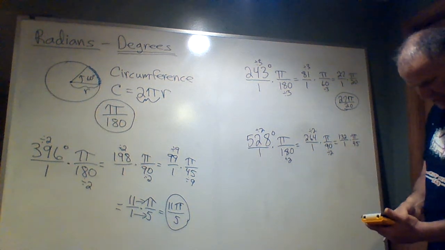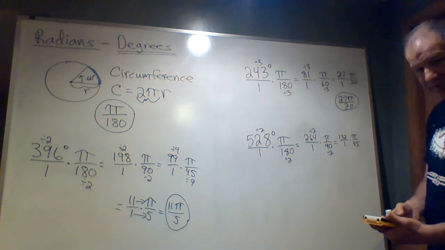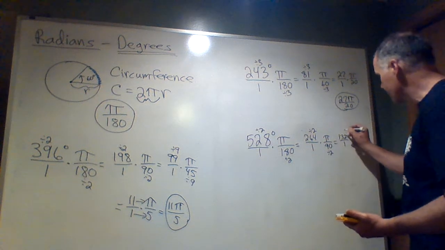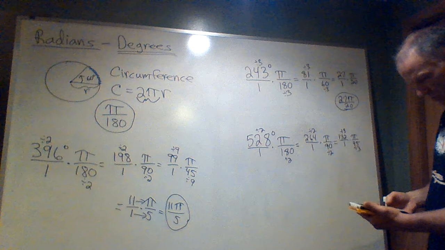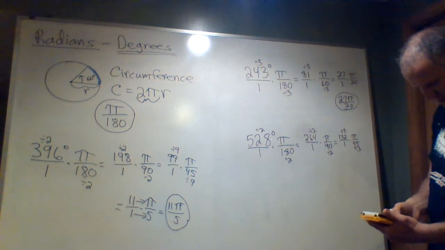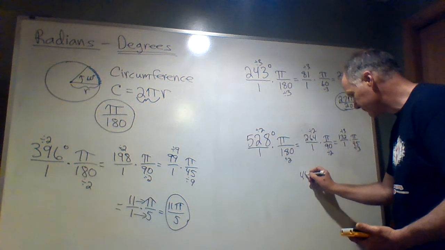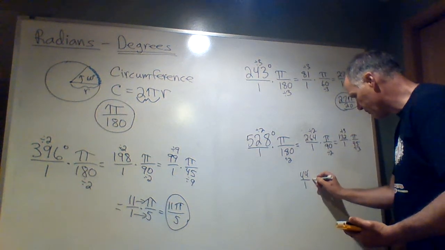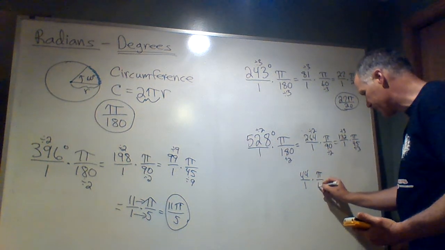Can 3 go into 45? Let's see. 45 divided by 3 is 15. Yeah, guys. So actually, 3 can go into both of these. So 132 divided by 3 is 44, so 44 over 1. And we already did 45 divided by 3 was 15.